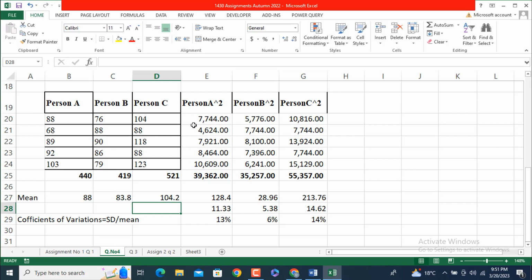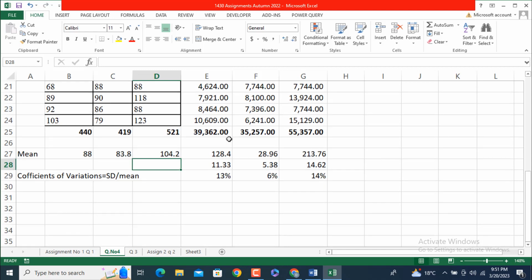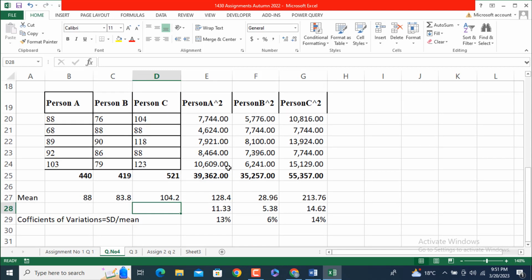This is 7744.00, the square of this column, because this E column is related to person A. Similarly, the F column is related to person B, and this one to C. All these values in the square columns are related to their respective columns. In the next step, I am going to determine this summation x square. How will I get this? This is the summation x square. You can use the formula sum or auto sum from here, and you will get this value.